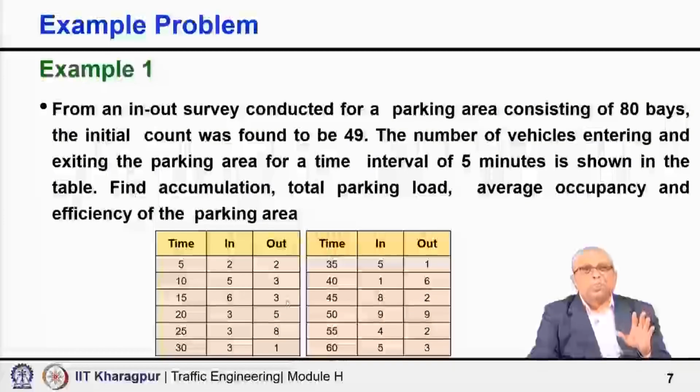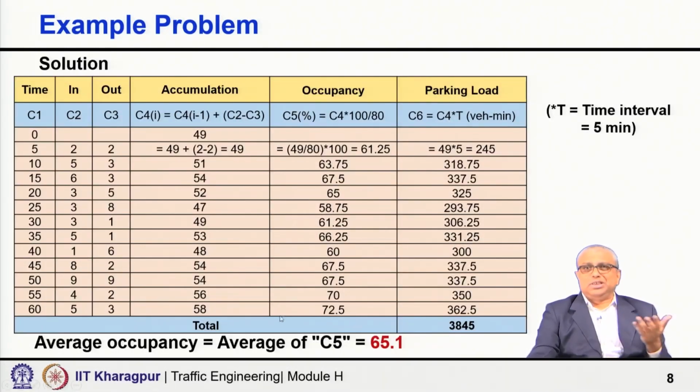That is the interpretation. So, with this I have created some columns here. C1 is the time clock, in and out values are given, these 3 are inputs, and 4, 5 and 6 we are calculating. What is 4? We are trying to calculate the accumulation. Accumulation is what? At 0 we had 49 vehicles. Then exactly after 5 minutes, when the clock is at 5 minutes, what is the accumulation? Accumulation is 49 plus 2 vehicles entered, so plus C2, minus 2 vehicles went out, minus C3.